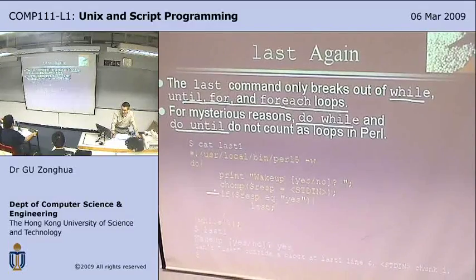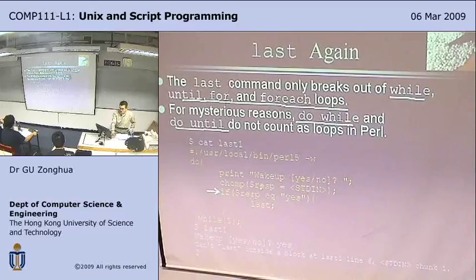So if response is equal to yes, do last. Last jumps out of it, so it jumps to here, outside of the loop. You do while 1, this is an infinite loop. So you keep on printing and taking a response until you get this yes, and then you jump out of the loop.